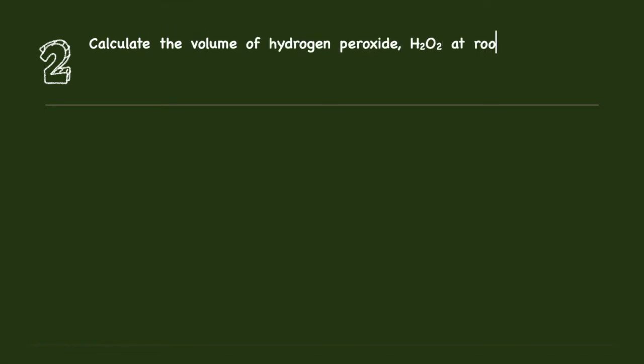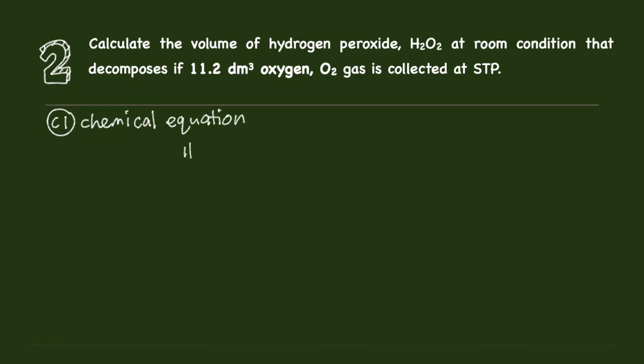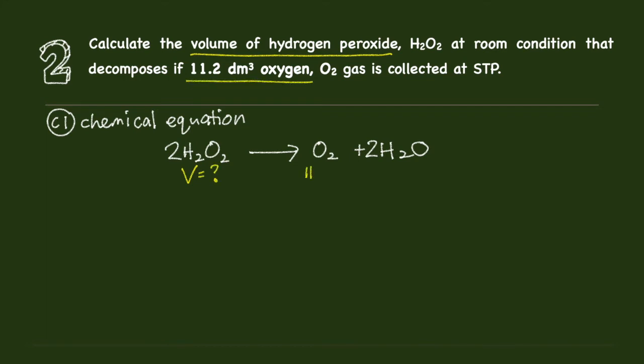16.25 gram. Number 2. Calculate the volume of hydrogen peroxide H2O2 at room condition that decomposes if 11.2 decimeter cube oxygen O2 gas is collected at STP. C1 chemical equation. The chemical equation is H2O2 decomposes into O2 plus H2O. Balance the equation. We have to find volume of hydrogen peroxide, and the information is 11.2 decimeter cube of oxygen.